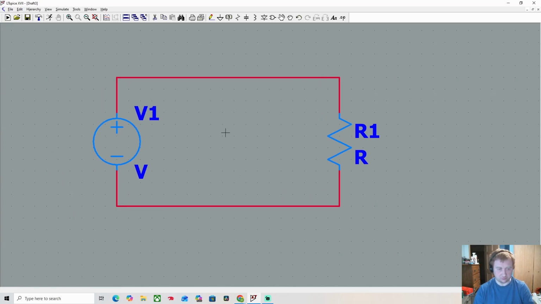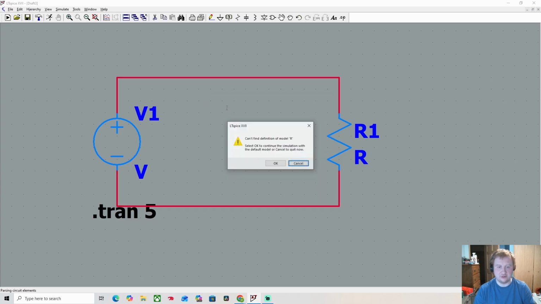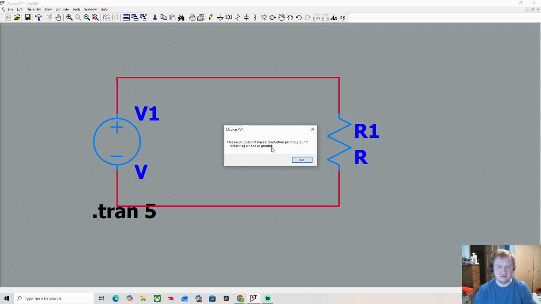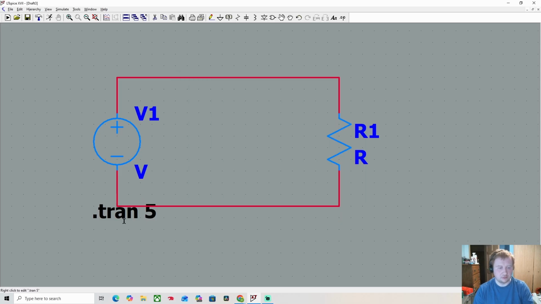Now, this won't run at all if I tried to, because, one, we haven't defined what the resistance is, and we don't know what the voltage is either, and it doesn't have a connection to ground. So we're going to get some errors. I'll go over this command soon.